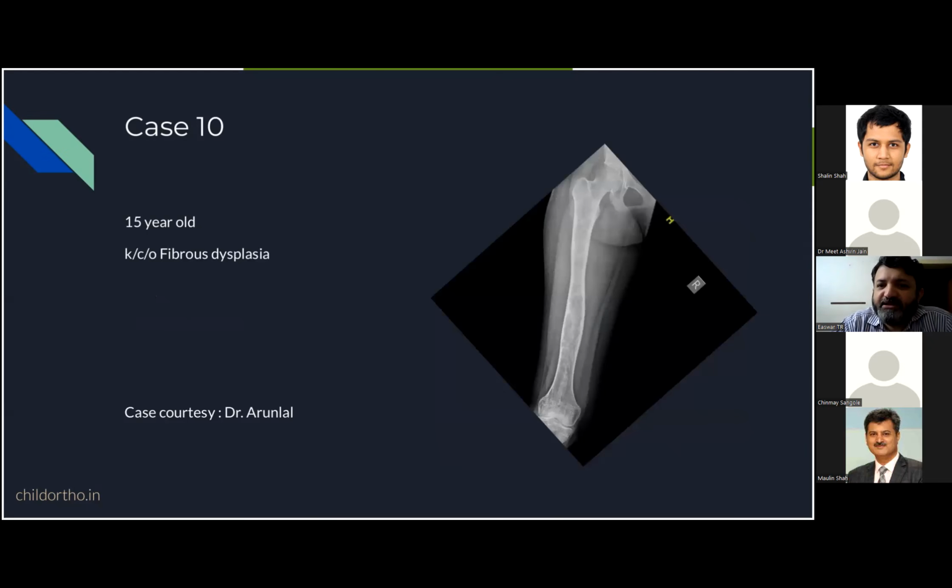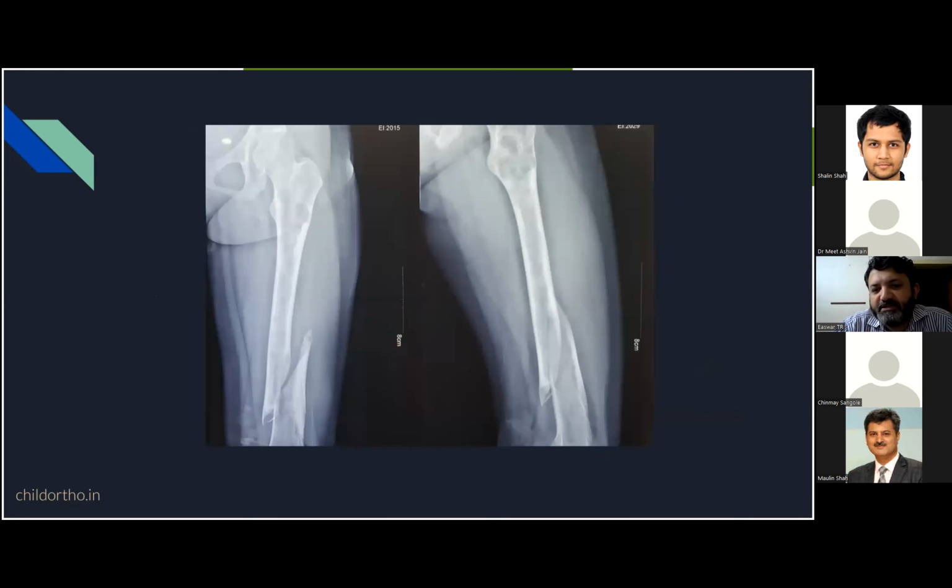So this is another scenario that you might see. This is done by my colleague here. And you can see that there is a large fibrous dysplasia. And this child was actually under our follow-up when they sustained this. Again, a low energy fall. So how do you approach this situation?